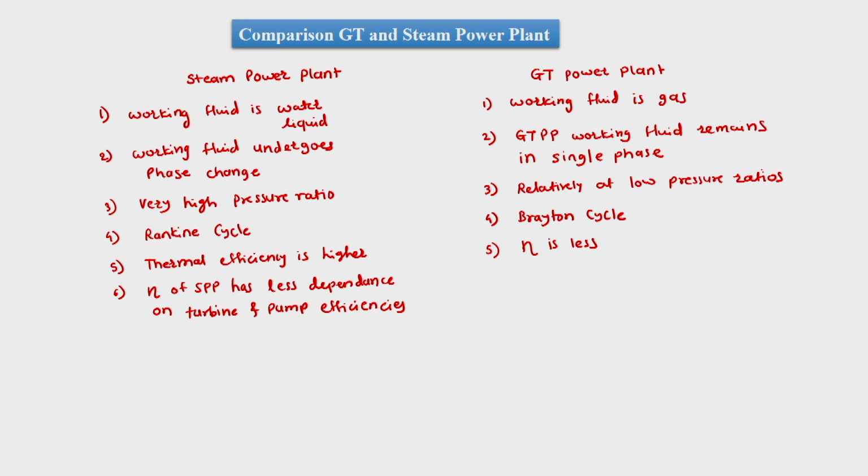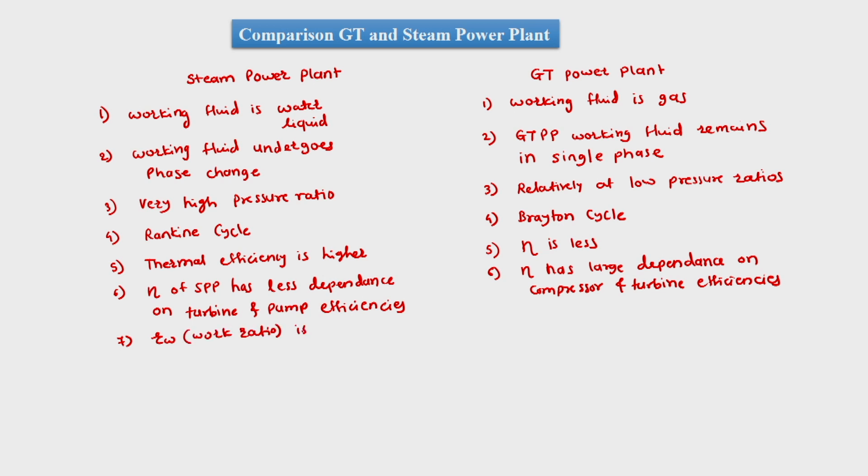So work ratio is very high for steam power plant, and due to which the efficiency of steam power plant has less dependence on turbine and pump efficiencies, but this efficiency has large dependence on compressor and turbine efficiencies. As said earlier, this is work ratio. Work ratio is high for steam, and work ratio is low for gas turbine power plant.